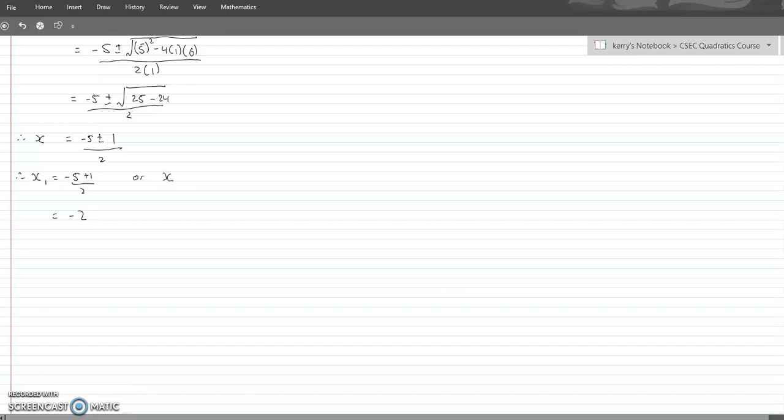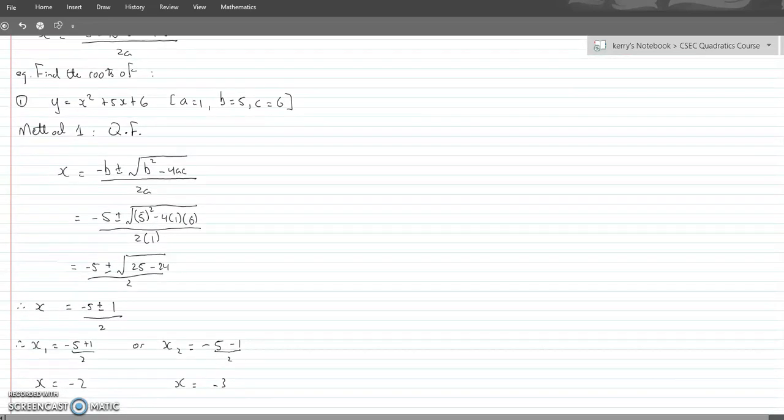Or x2 is equal to minus 5 minus 1 all over 2. Minus 5 minus 1 is minus 6. Minus 6 over 2 is minus 3. So these are the two roots here. Therefore the roots are x is minus 2 and x is minus 3. So this is one method. You notice the quadratic formula is a little bit lengthy, but it really isn't too bad. Now method 2 is completing the square, right?